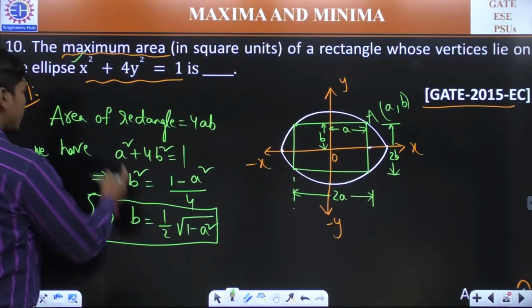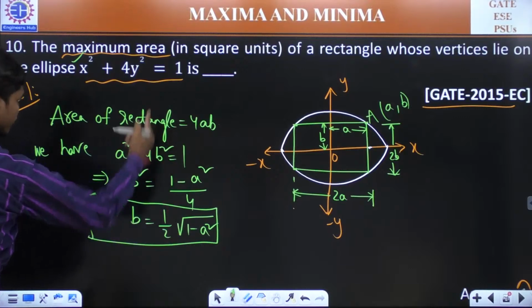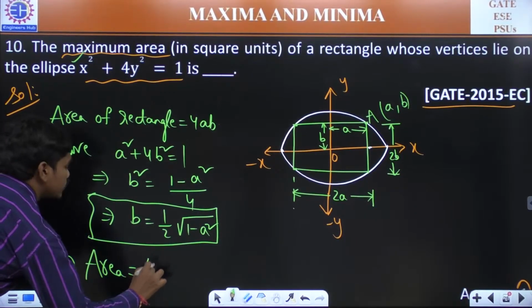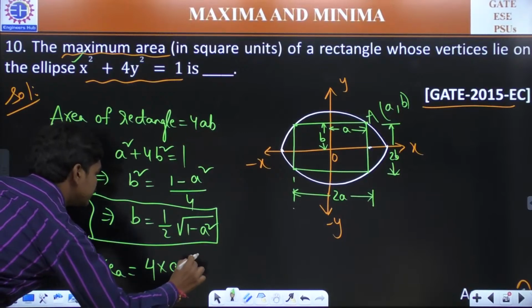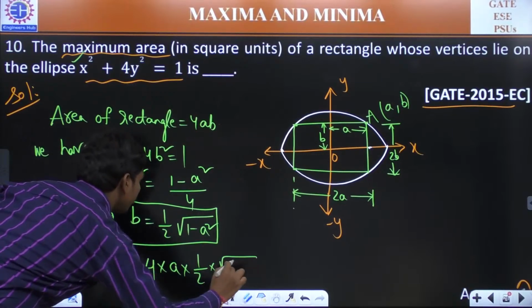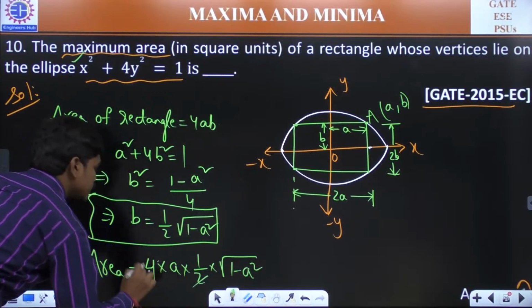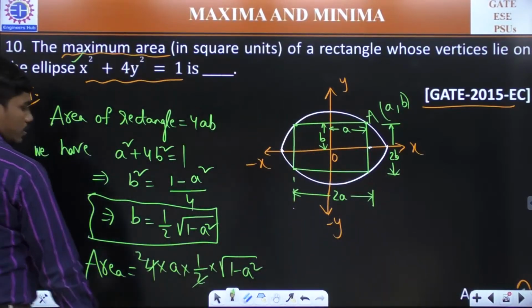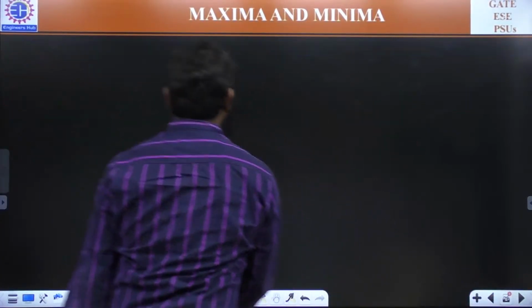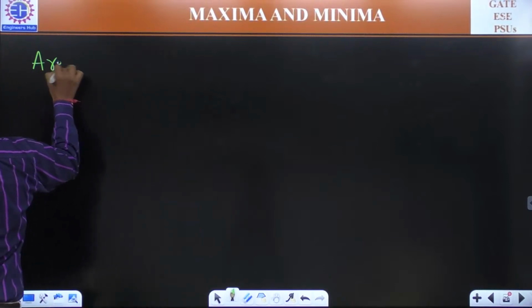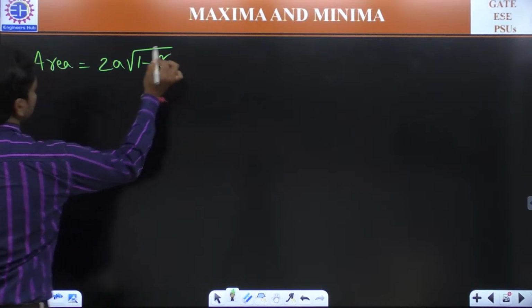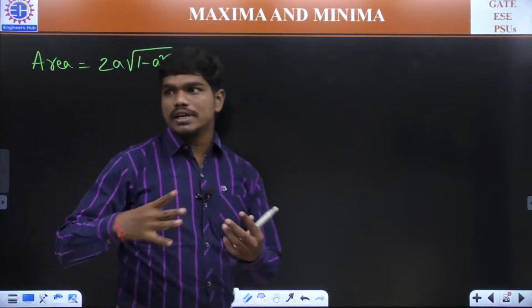Now, I can substitute b in terms of a. Therefore, area of the rectangle is equal to 4 times a into b, which is 1/2 into square root of 1 minus a square. Now this cancels this, so we have area is equal to 2a into root of 1 minus a square. This is the area for any combination of rectangle.